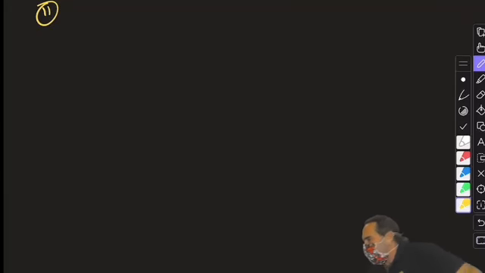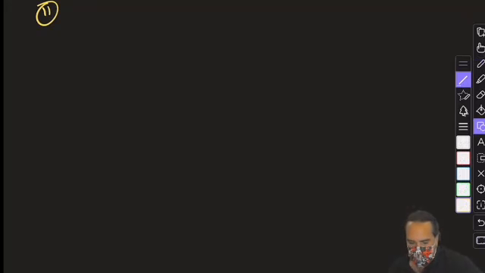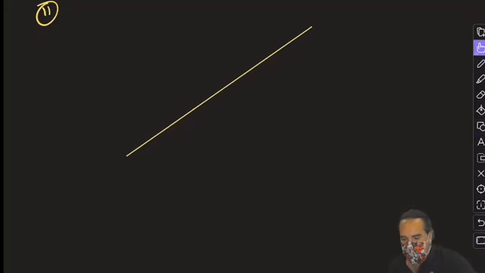An 11 kilogram block slides 4 meters down the frictionless ramp as shown in the figure, then collides with the spring whose spring constant is 230 newtons per meter. What is the maximum compression of the spring? How the heck am I supposed to know?